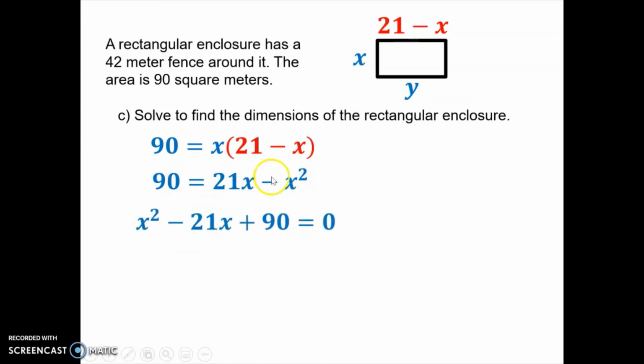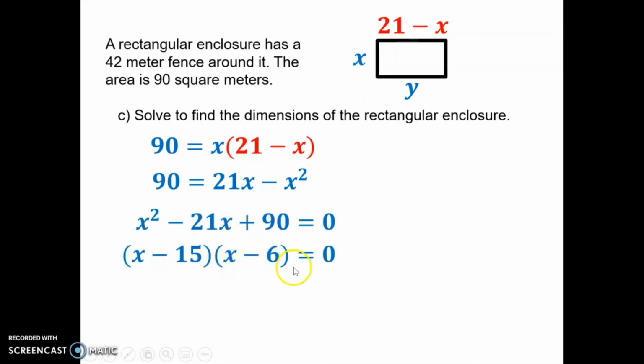Actually, I took these ones, I moved them to the other side so that I can have a positive x squared. So I added x squared over here, here it is, and I subtracted 21x over here. So I have x squared minus 21x plus 90 equals 0. Now this can be solved. If we can just factor this, we can use the null factor law because we have 0 here, right? So factor this. Okay, that factored is x minus 15 times x minus 6.